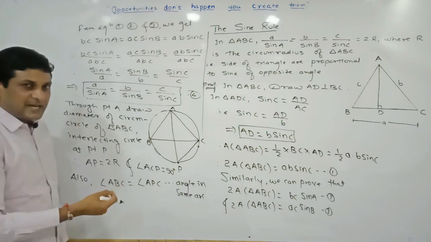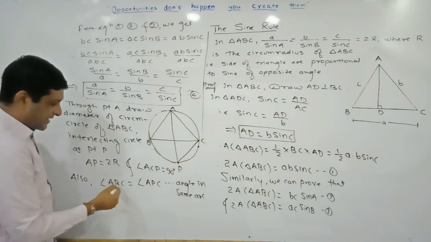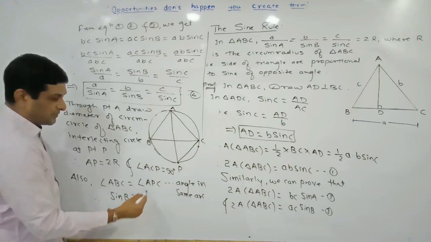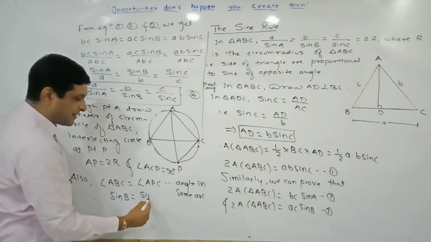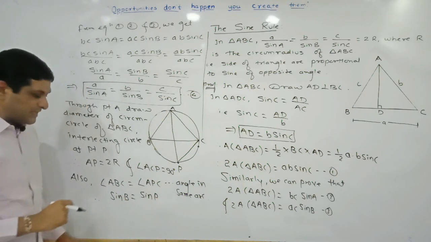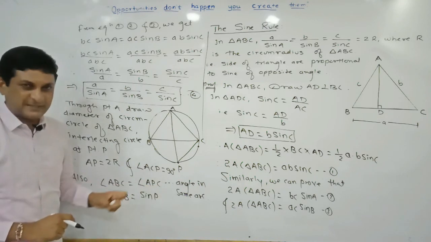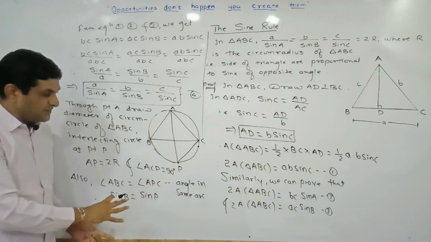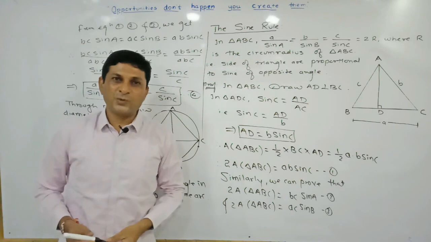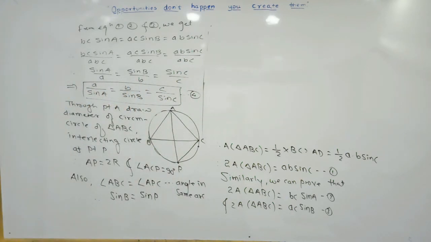If these two angles are equal, then the values of sine of these two angles are also equal. This angle ABC can simply be denoted by angle B, and angle APC can be denoted by angle P. So sine of angle P is equal to sine of angle B. Here B means angle ABC, and P means angle APC. Is it clear? Now let us simplify it and try to show that this ratio is equal to twice R.